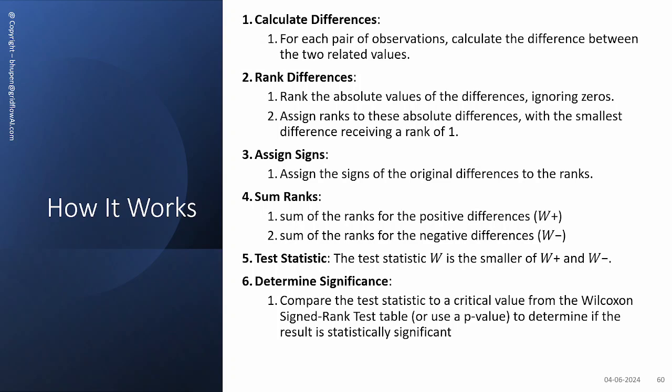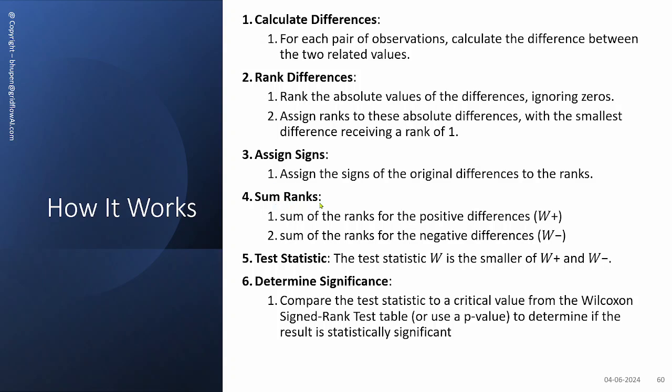So for a particular difference, let's say it's minus 10, then it will be the rank of 10 and also include the minus sign. For positive, it will be the same thing. Let's say the difference is plus 5. So it will be positive and the rank of 5. And the next step is to sum the ranks.